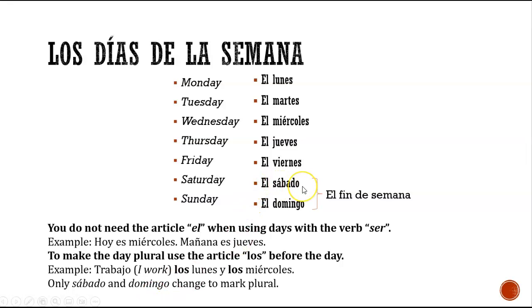So you can say, for example, los sábados no trabajo. I don't work on Saturdays. No trabajo los sábados. Either order works. Los domingos voy a la iglesia. On Sundays, I go to church. You can reverse the order. Voy a la iglesia los domingos. Again, you can make los and domingos plural because those 2 days end with O.